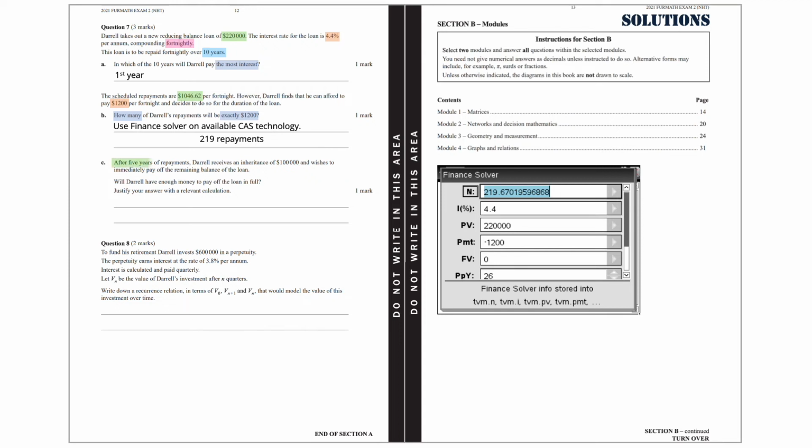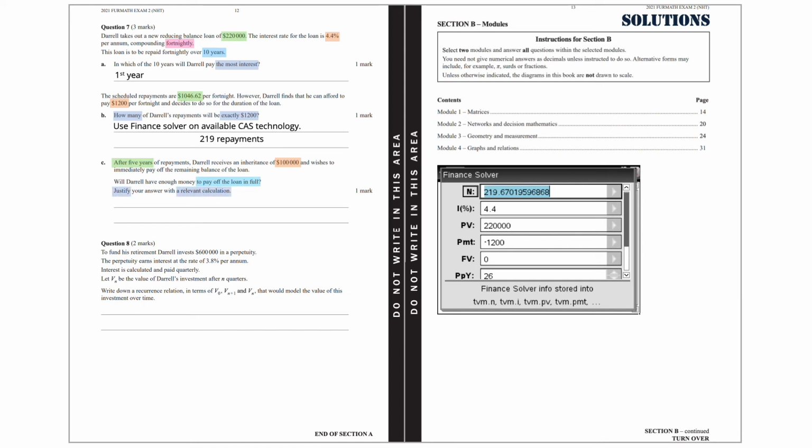Part C. After 5 years of repayments, Daryl receives an inheritance of $100,000. Lucky Daryl. And wishes to immediately pay off the remaining balance of the loan. Will Daryl have enough money to pay off the loan in full? Justify your answer with a relevant calculation.